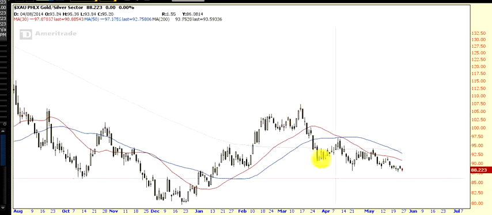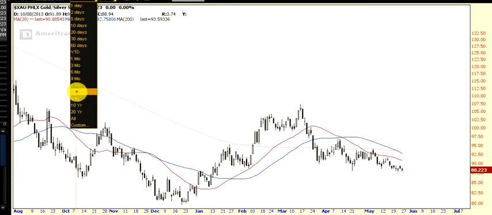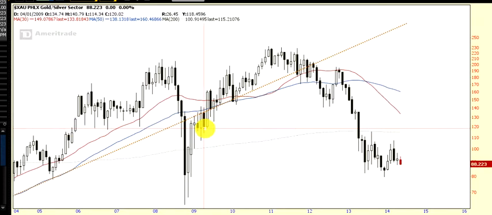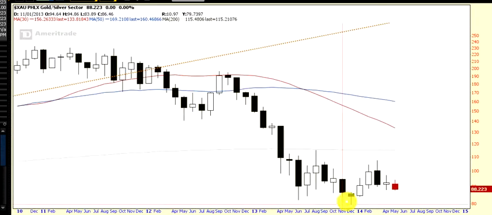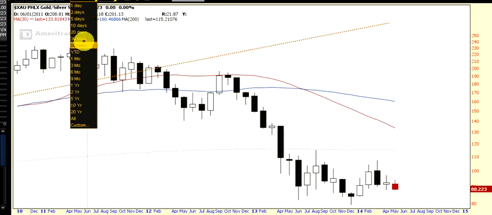Or if you're looking to buy gold, let's go back to this chart here. If you're looking to buy gold, you might wait until it makes a low below this December 2013 low. Okay.